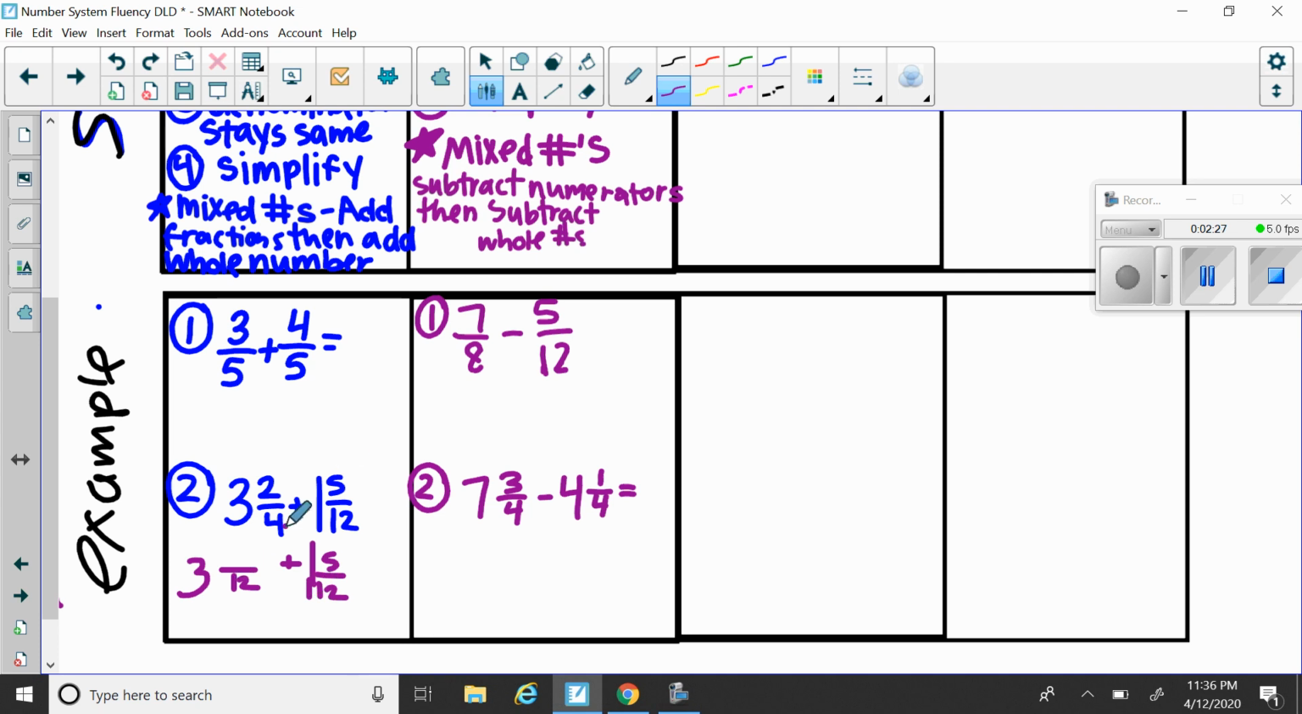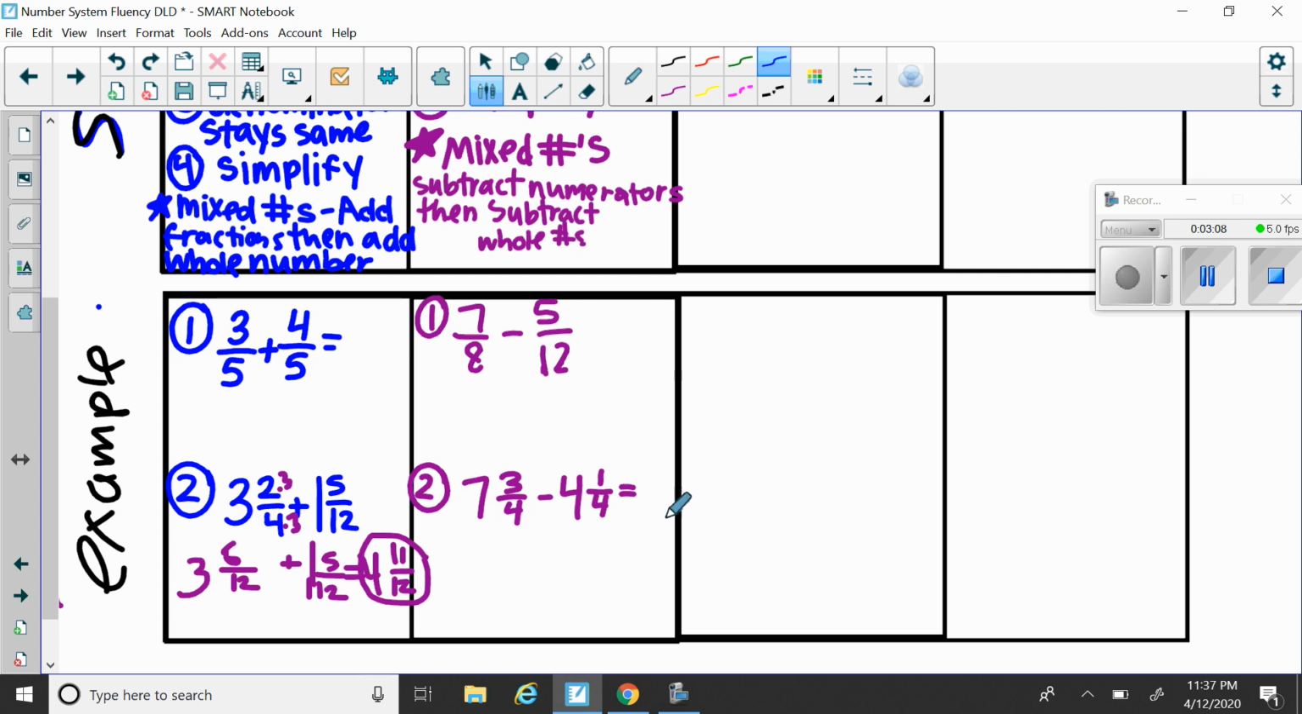Because we know that 12 is going to be that denominator. So how did I get from 4 to 12? Well, I multiplied by 3, so I have to multiply the top by 3, because what you do to the bottom, you've got to do to the top. 2 times 3 is 6, okay? So here we have 3 6/12 plus 1 and 5/12, okay? So what we would do then is add our numerators. 5 plus 6 is 11. So it's 11/12. And then separately, we just add our whole numbers. 1 plus 3 is 4. So the answer here is 4 and 11/12. And it's easy as that, okay?